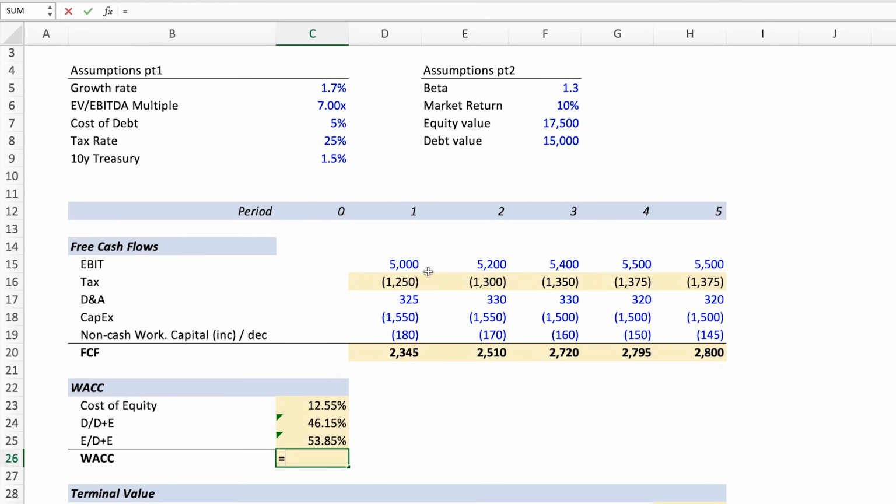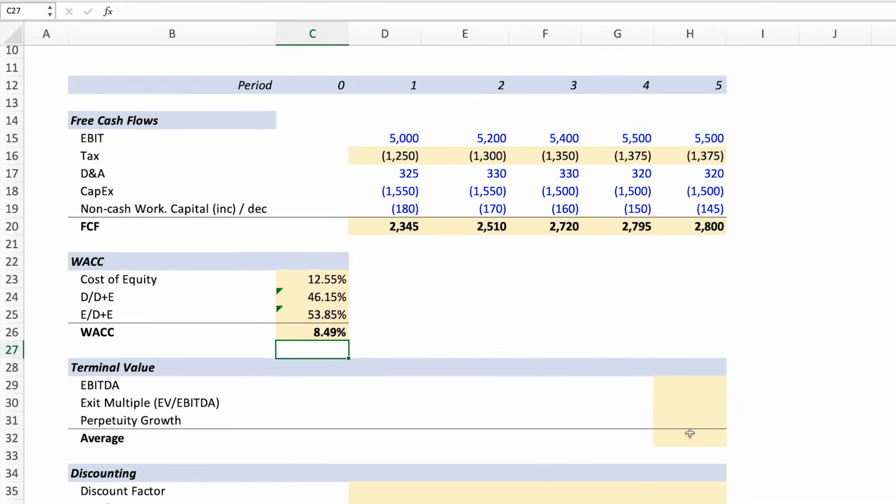Okay, and then for the WACC, we're going to get the whole thing, so we're going to do equity times the cost of equity plus the debt times the cost of debt, which is over here, and then times that by 1 minus the tax rate. And there you go, 8.49 is what you should be getting.